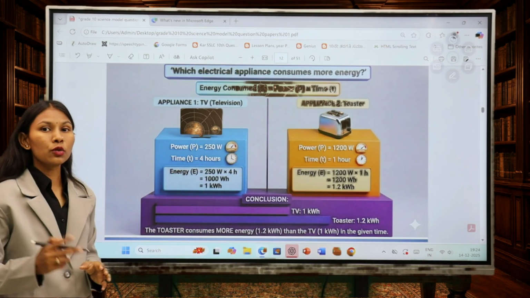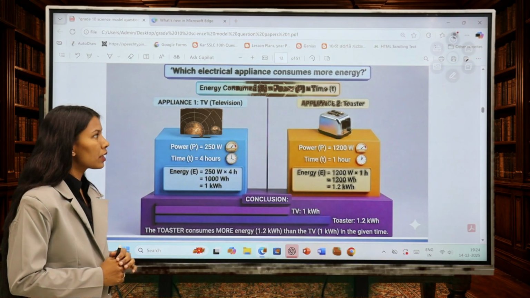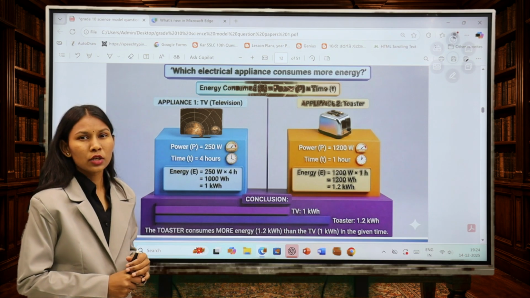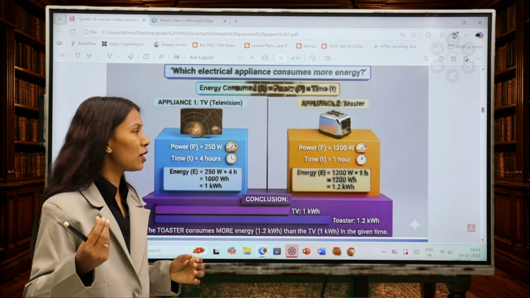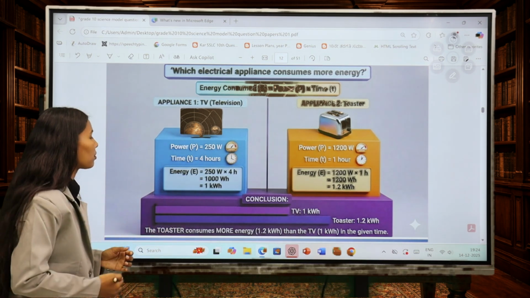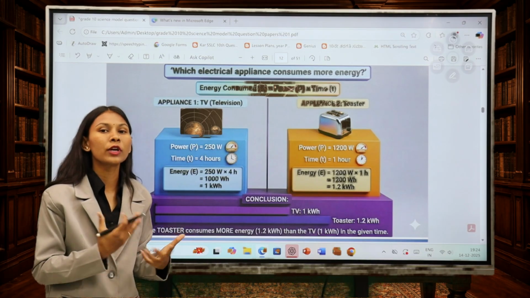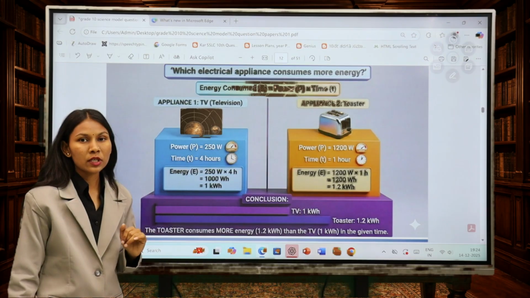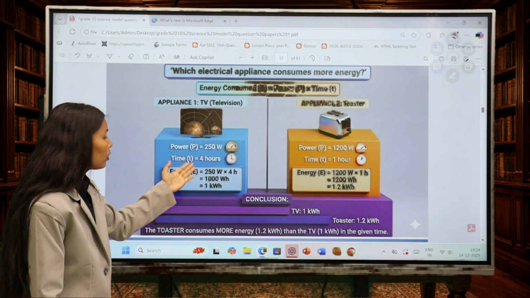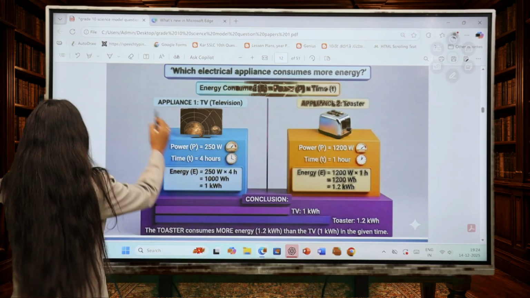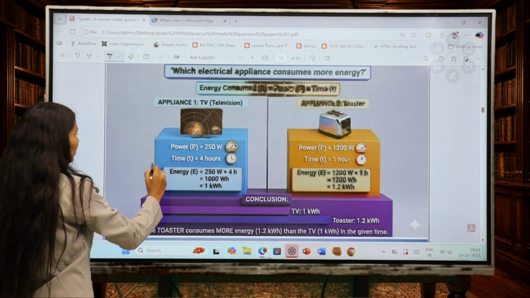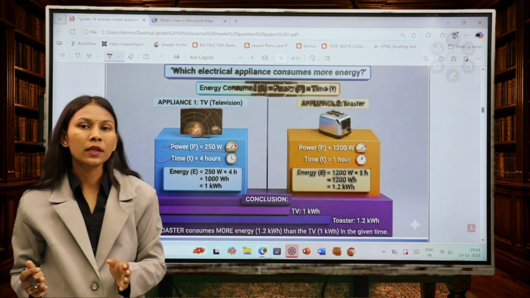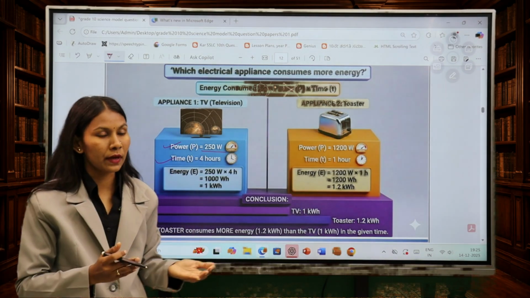Here they have given two appliances, that is a TV and a toaster. You will be watching TV, and you will be eating bread and all with the help of toasters. Let's see which appliance consumes more energy. If we take the TV, the power consumed by the TV in 4 hours, they have given you the time, in 4 hours, will be 250 watts.